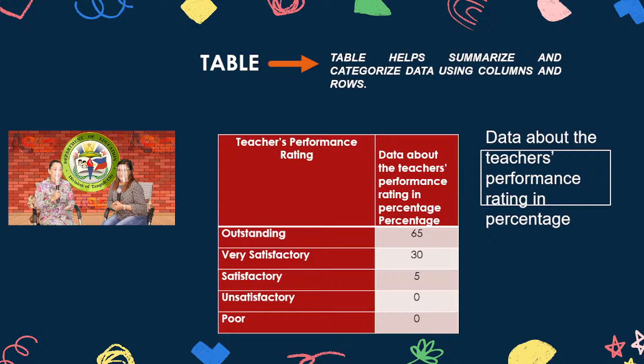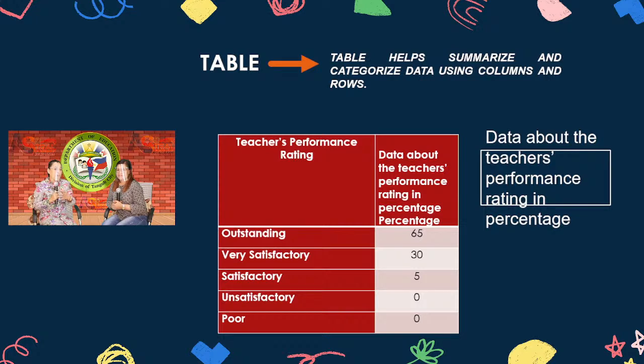All right, so learners, flashed on your screen is an example of a tabular presentation of your data. The example there is about the teacher's performance rating in percentage. So you have there the column, teacher's performance rating. You have there the scale: outstanding, very satisfactory, satisfactory, unsatisfactory, and poor. And the other column is the percentage.